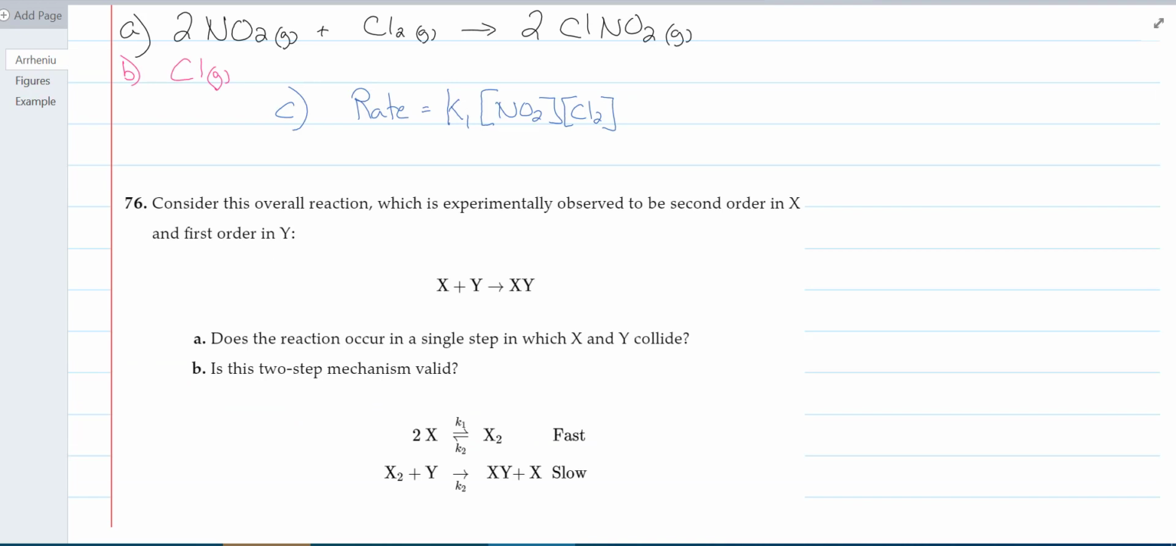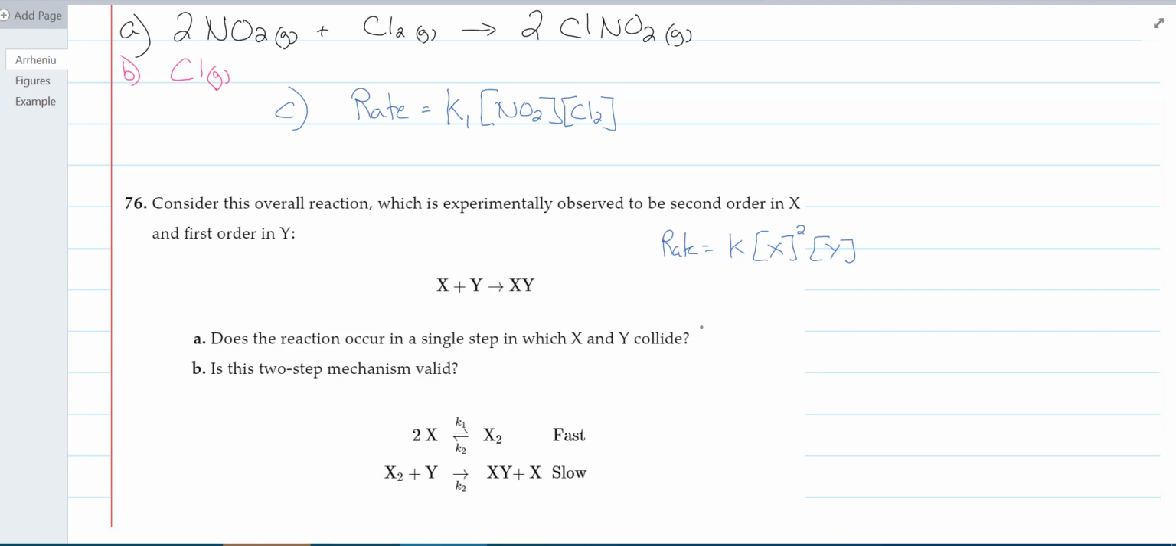Consider the overall reaction, which is experimentally observed to be second order in X and first order in Y. So that tells us that the rate equals K, second order in X, and first order in Y. Okay, that's experimentally observed. Does the reaction occur in a single step where X and Y collide? Well, that would be yes or no, right?